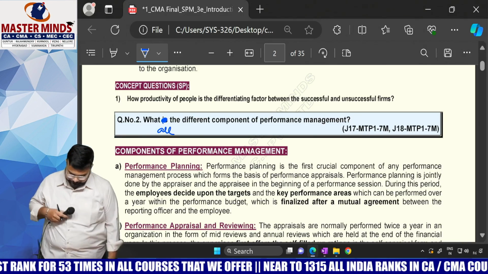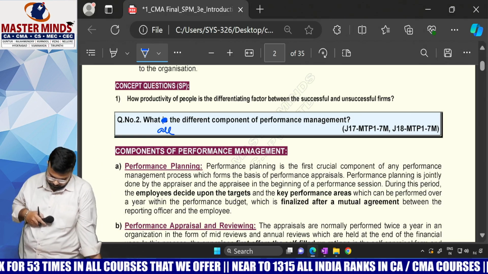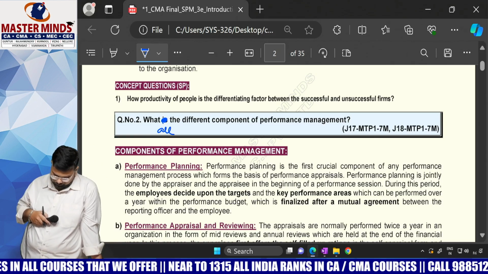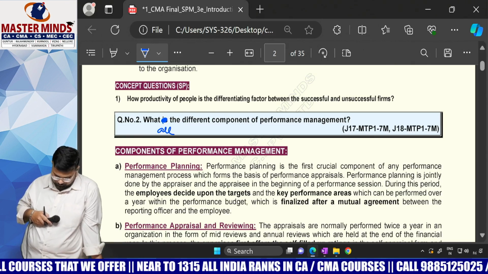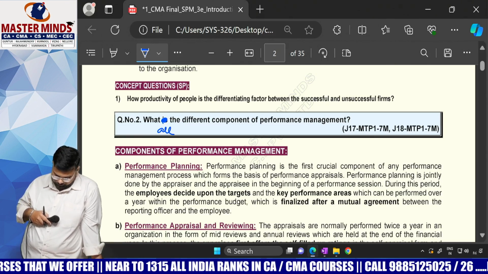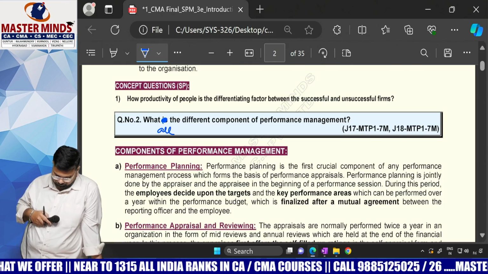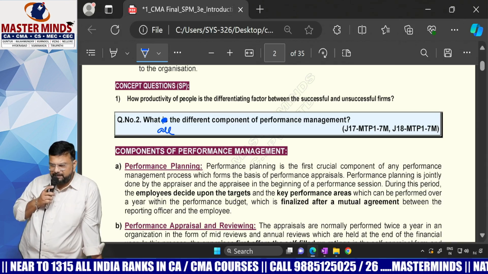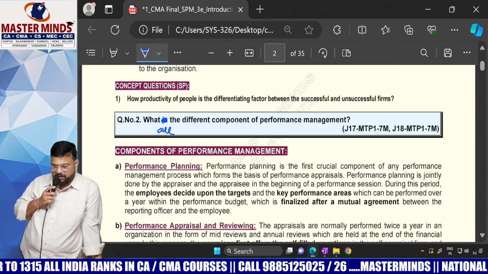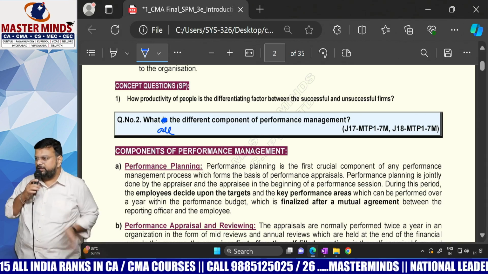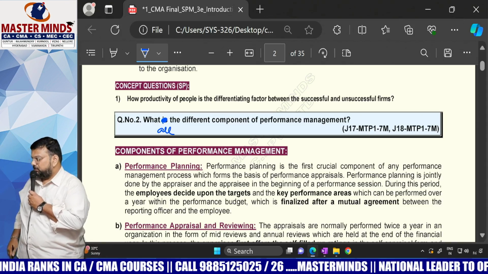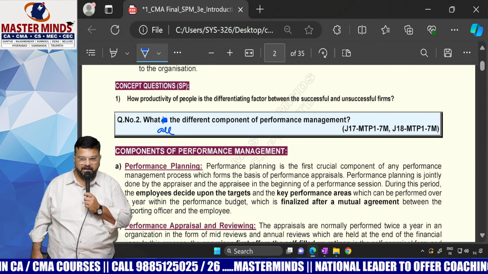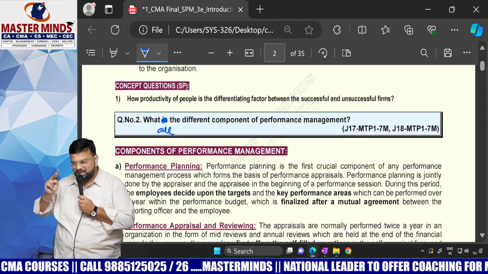Next, Nana. During this period, the employees decide upon the targets and the key performance areas which can be performed over a year within a performance budget, which is finalized after a mutual agreement between the reporting officer and the reportee. The reporting officer means nothing but management, Nana. So in this year, to achieve this target, what sort of work is to be performed will be discussed in a detailed manner by both management as well as employees.